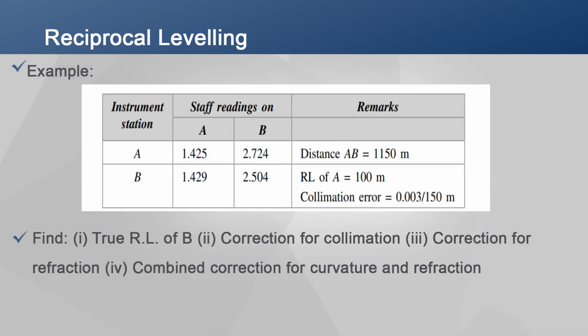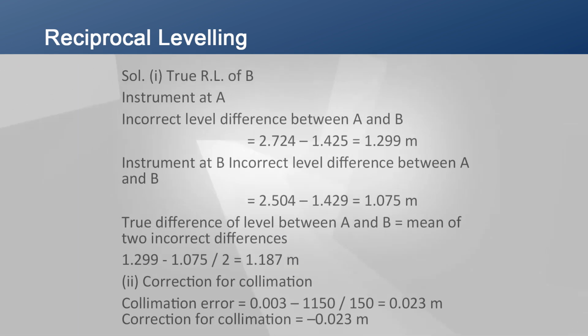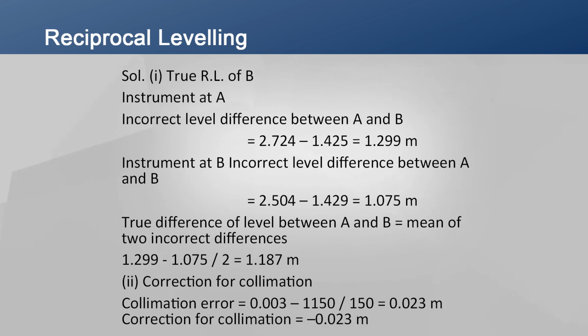In the last example, we have been given the notes referred to the reciprocal level taken with one level only. We have to find out the true reduced level of B, secondly the correction for collimation, thirdly the correction for refraction, and lastly the combined correction for curvature and refraction. So, we can find out the true reduced level of B.